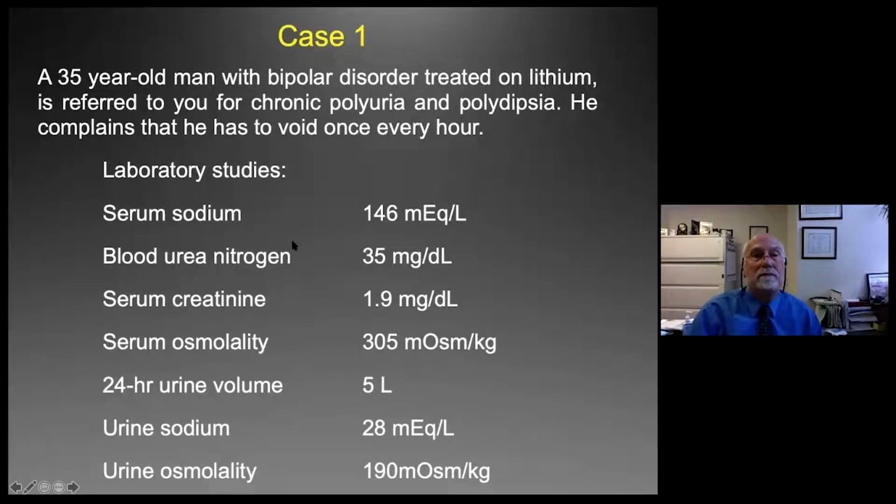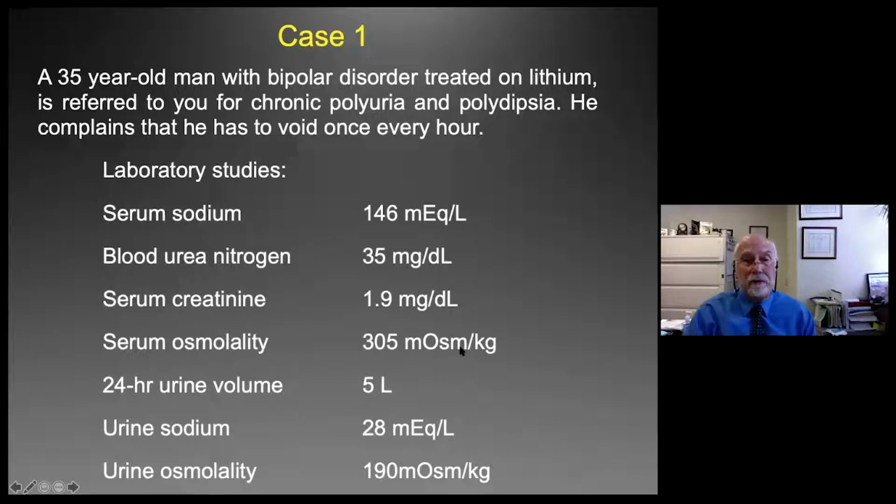So, case number 1. This is a 35-year-old male with bipolar disorder treated with lithium and is referred to your clinic for chronic polyuria and polydipsia. He complains to you that he has to void about once every hour. Some basic laboratory results return, and it's found that his serum sodium is 146, BUN and creatinine of 35 and 1.9, a serum osmolality of 305 milliosmoles per kilo, 5 liters of urine output in that 24-hour collection, with a urine sodium of 28 milliequivalents per liter and a urine osmolality of 190.